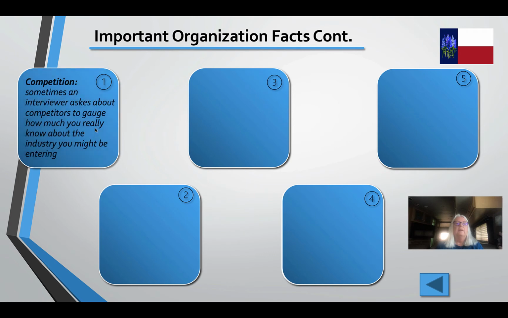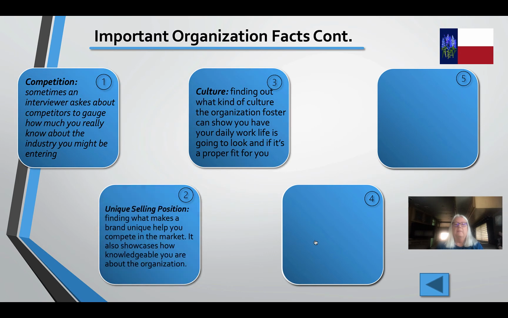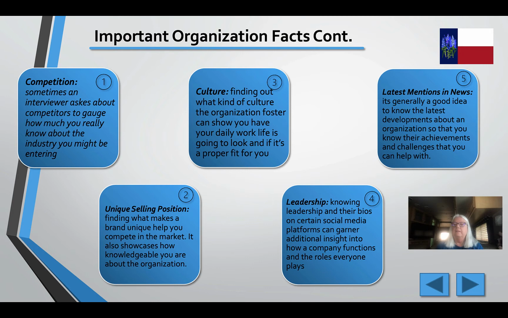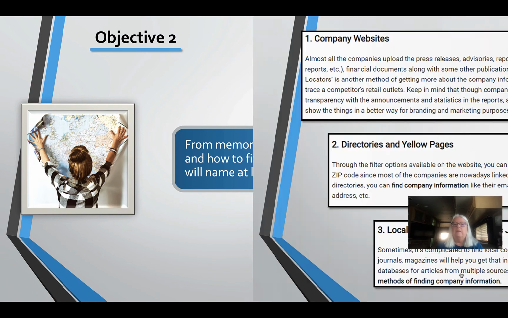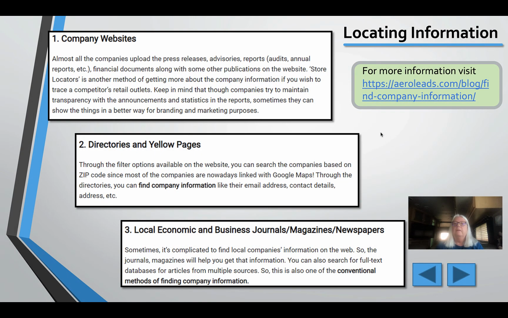Here's another one, kind of the same sort of thing. I need to know all this. Okay, here's the second objective. Okay, and here's how to locate information about an organization. He has a hyperlink here, which is really good. That's somewhere additional. That's considered multimedia for our purposes, where the learner can go and get more information.